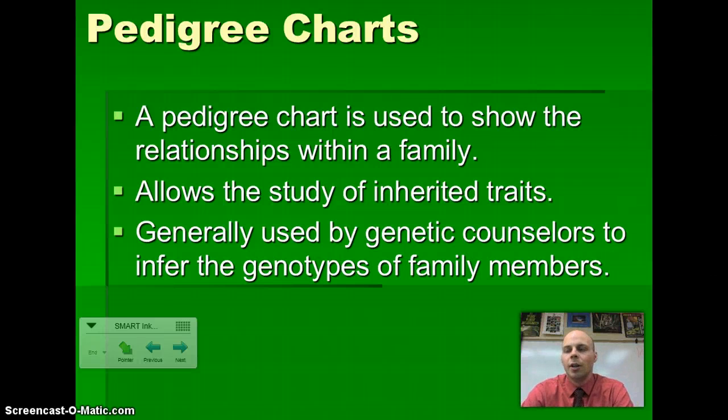Pedigrees are often used in genetic counseling. So if you have spouses who are looking to have children, but they may have a chance of passing on some type of disorder like hemophilia, they can go to a genetic counselor, who can chart the pedigree of each of those individuals and figure out what the chances are of their offspring having hemophilia or whatever other disorder.